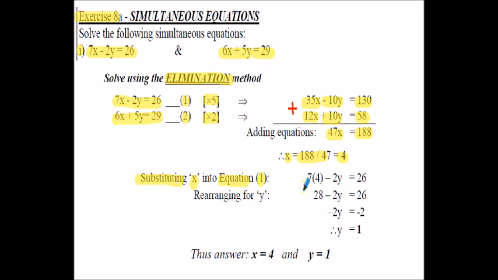So using equation 1, 7 times x, this time it's 7 times 4, take away 2y is equal to 26. So that's 28 take away 2y is equal to 26. If I then take 28 from both sides, I get minus 2y is equal to minus 2. And if I divide throughout by the minus 2, y is equal to 1. So the solutions for these simultaneous equations are x is equal to 4 and y is equal to 1. And you can check those answers by putting them back into the original equation and see if the left-hand side equals the right-hand side.